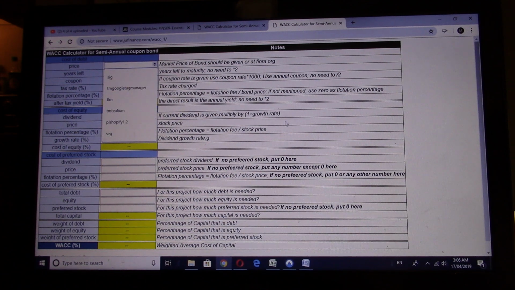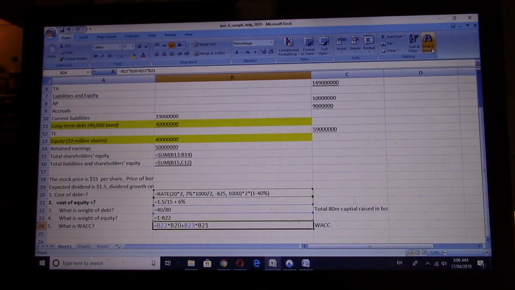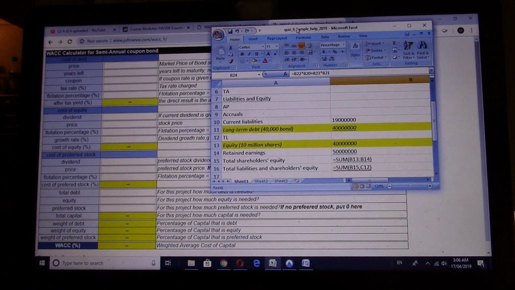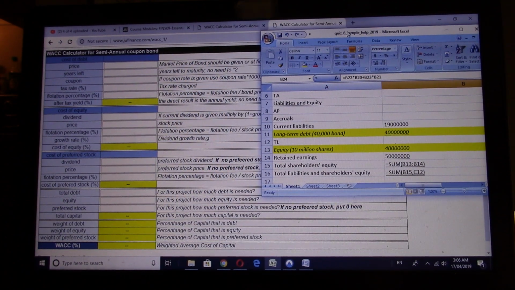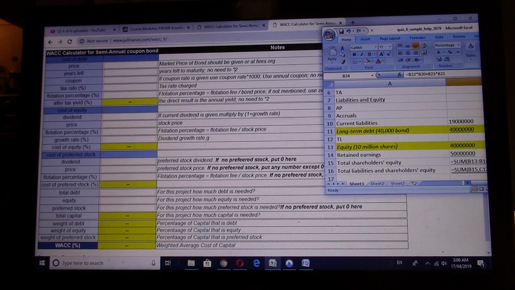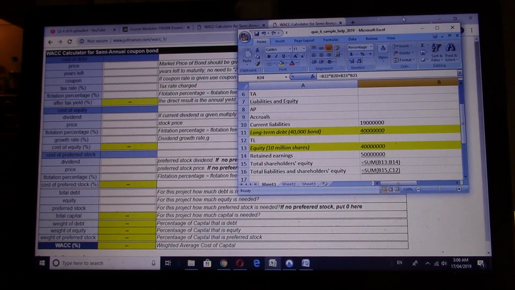And then you just put the information here. Since this is a semi-annual coupon bond, read the notes carefully. Don't multiply years left. Don't divide the coupon by 2. Okay, so let's give it a try here.